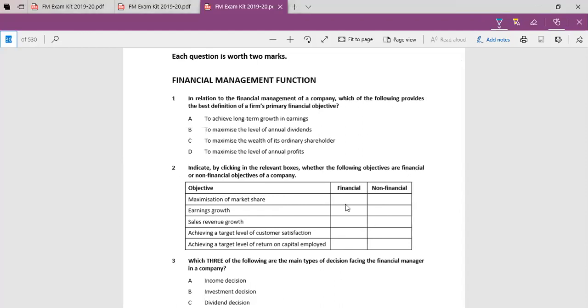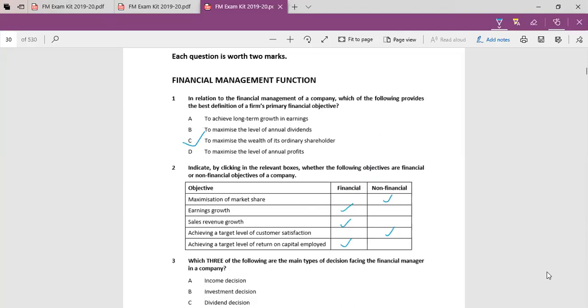Market share is how many customers are the regular customers of the business. So market share talks about the customer base, so this one is non-financial. Earnings growth is financial. Sales revenue growth is financial. Achieving a target level of customer satisfaction is non-financial because it's customer related. Return on capital employed is financial.